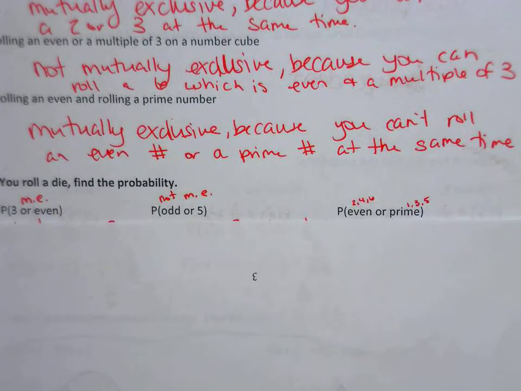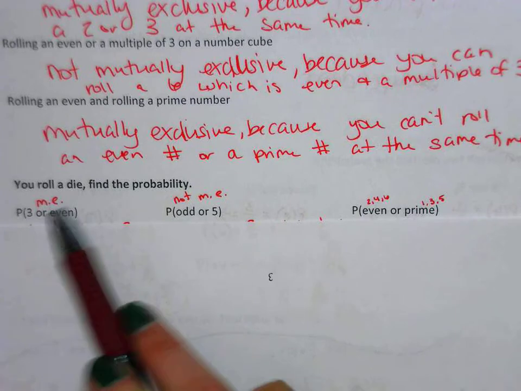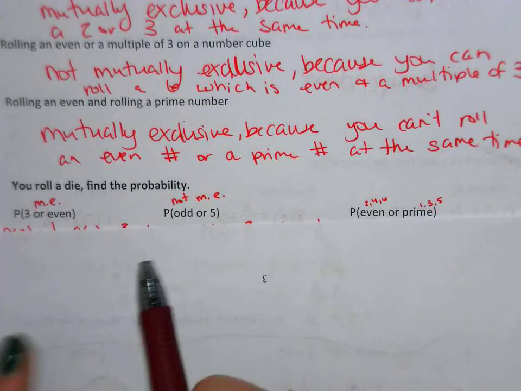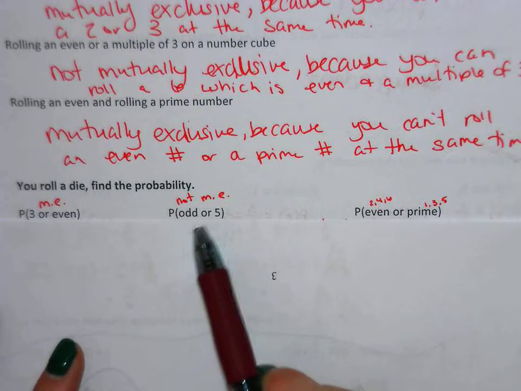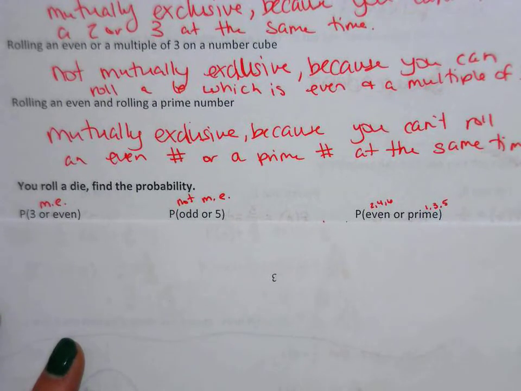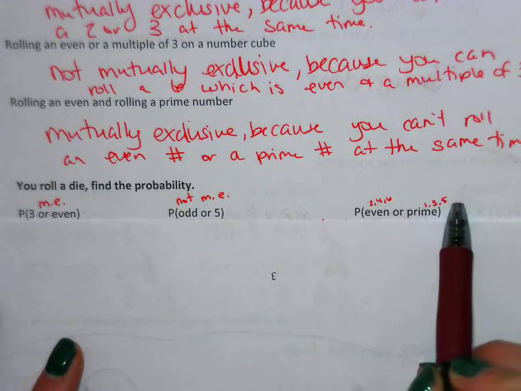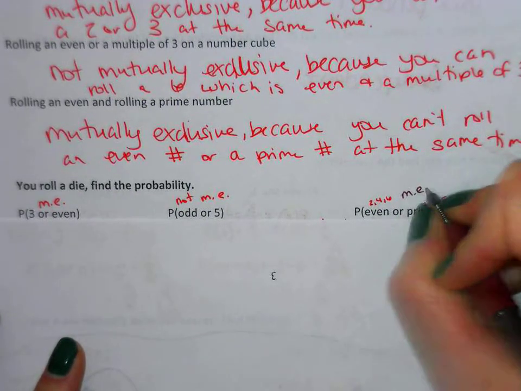So first let's identify whether these three are mutually exclusive or not. So 3 or an even, that's mutually exclusive because you can't roll a 3 or an even at the same time. An odd or a 5, this is not mutually exclusive because a 5 is an odd number. So all of our evens are 2, 4, 6, primes are 1, 3, and 5. So this is mutually exclusive.